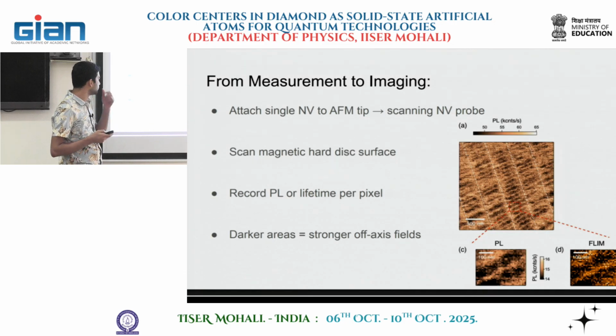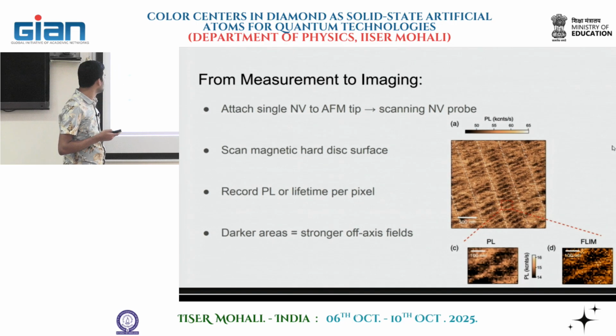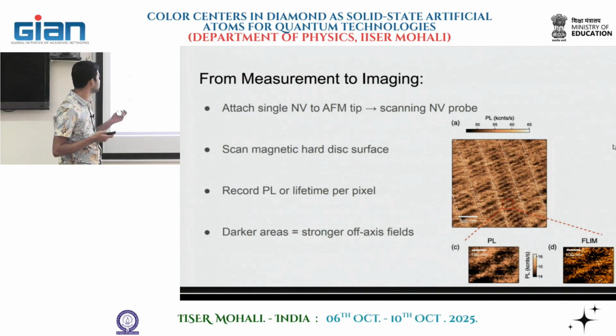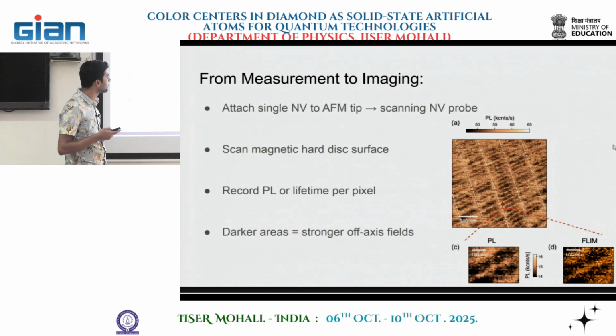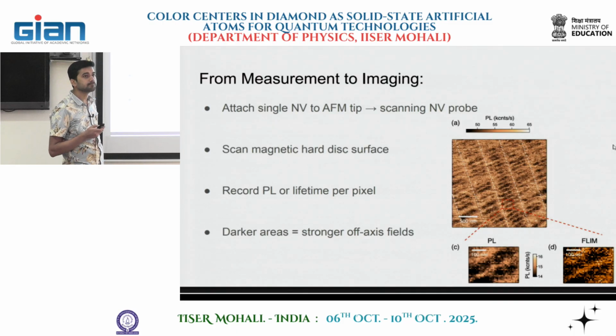We are recording the photoluminescence lifetime, or the photoluminescence, or the lifetime per pixel, as we saw in the previous data. Some basic interpretation here is that darker areas correspond to stronger off-axis magnetic field. And the resolution here, you can also see, is in the range of 100 nanometers.